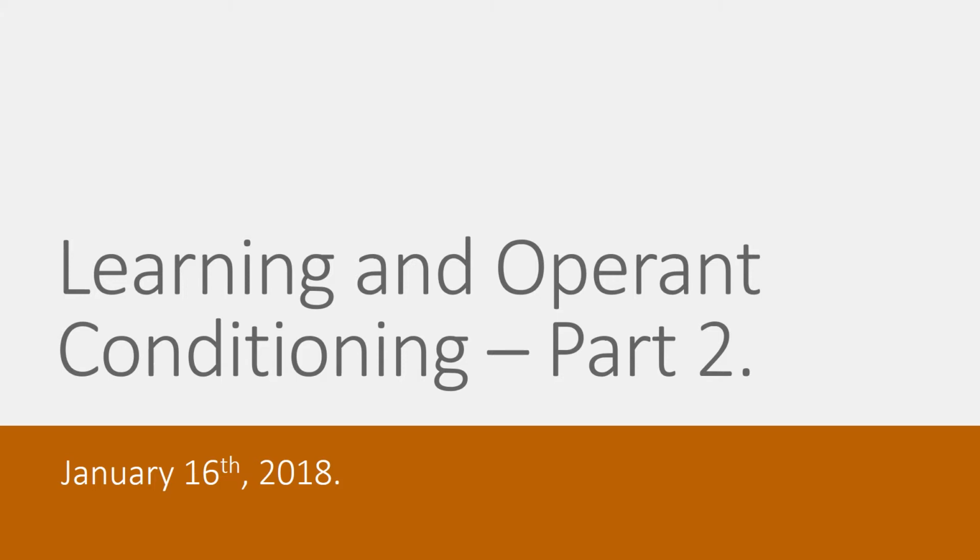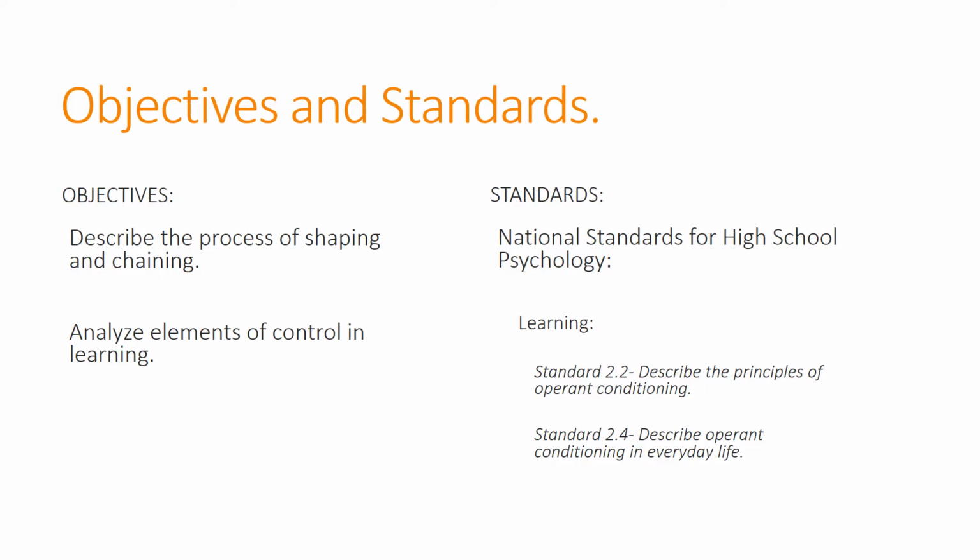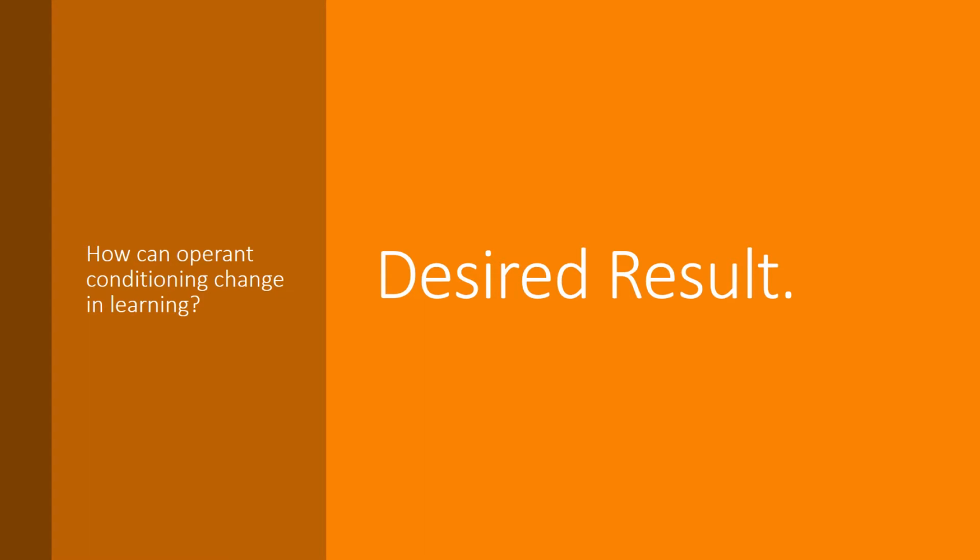So we're going to look at the second part of operant conditioning today, like we talked about the first part last week, so we're going to wrap up with that today. So our objectives and standards: to describe the process of shaping and chaining and analyze elements of control in learning. And take a moment there to please read over the standards. And our desired result for today, so the question that you want to be thinking about while we're going through this, is how can operant conditioning change in learning? Okay, so think about how some different terms and some different topics we're going to talk about today change learning.